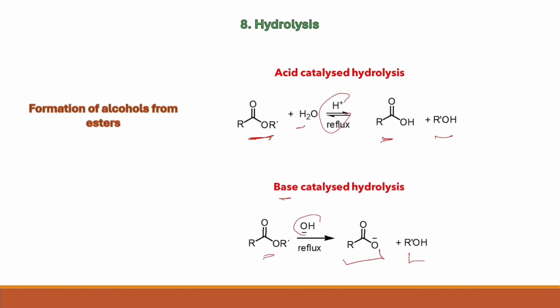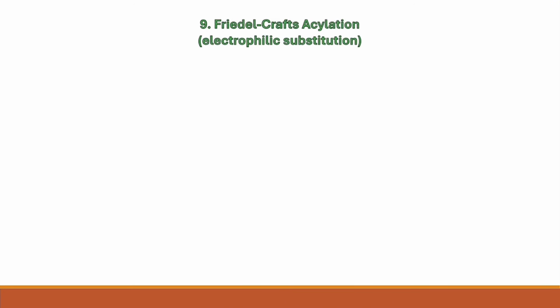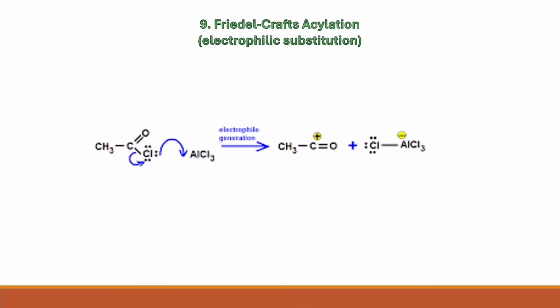Friedel-Crafts acylation is an electrophilic substitution using the acid chloride, and it adds the acyl group to the benzene ring. This question has been in the exam lately, so I would expect this mechanism to be in your exam this year. Normally they tend to ask you about the catalyst that is used in this reaction, which is the aluminum chloride. The aluminum chloride will take the chlorine to generate the electrophile that's going to make the attack in the next step.